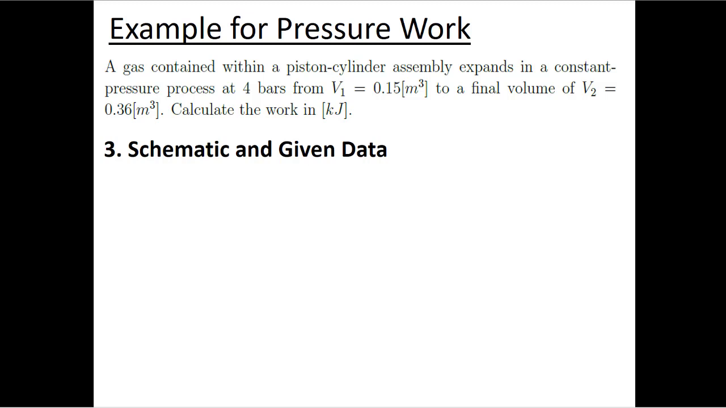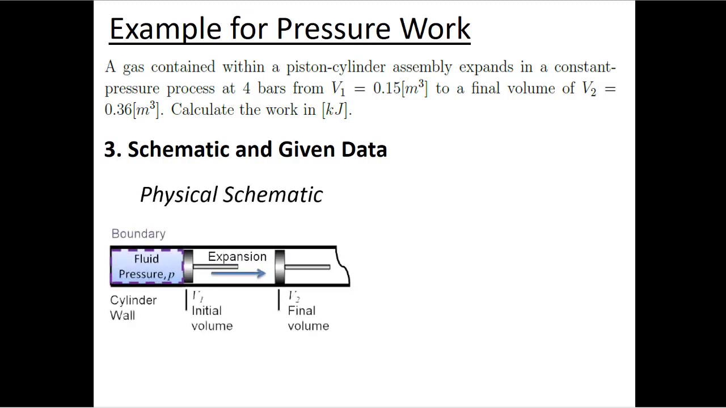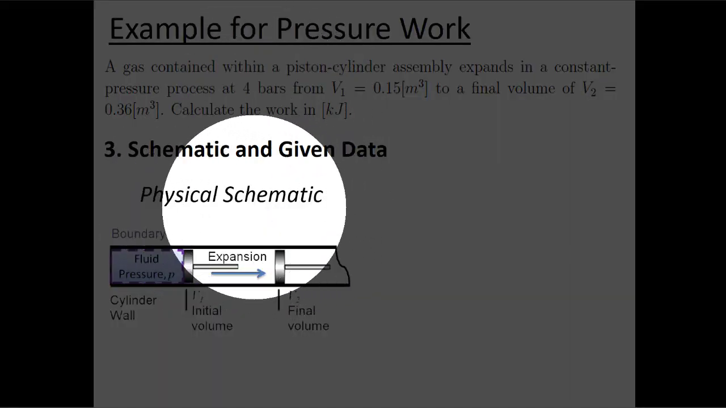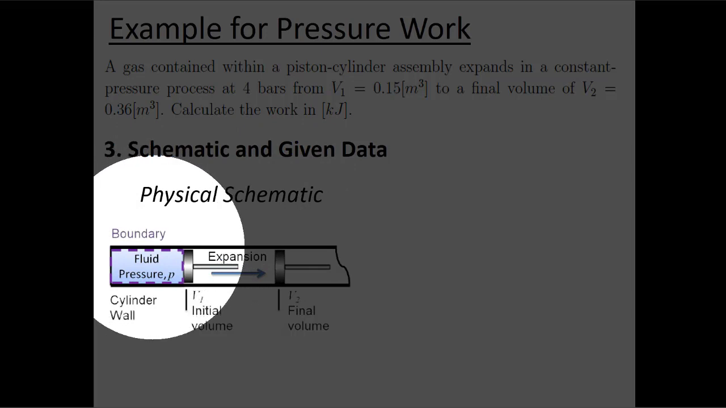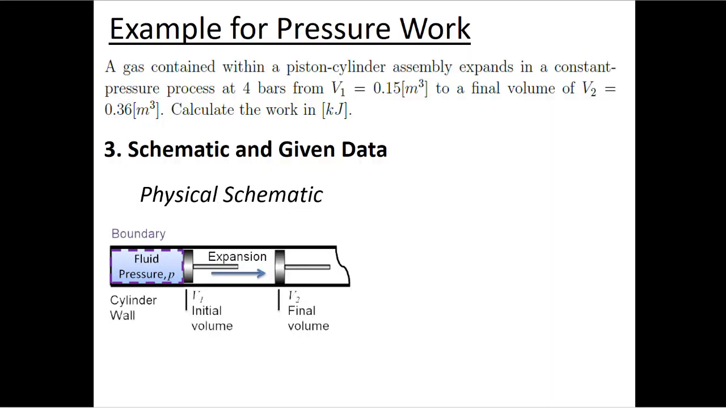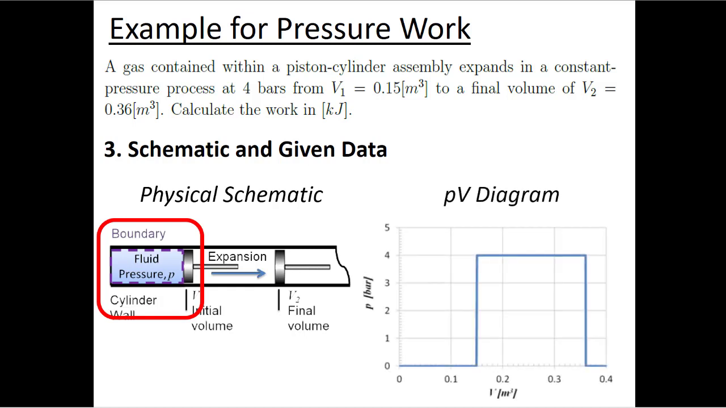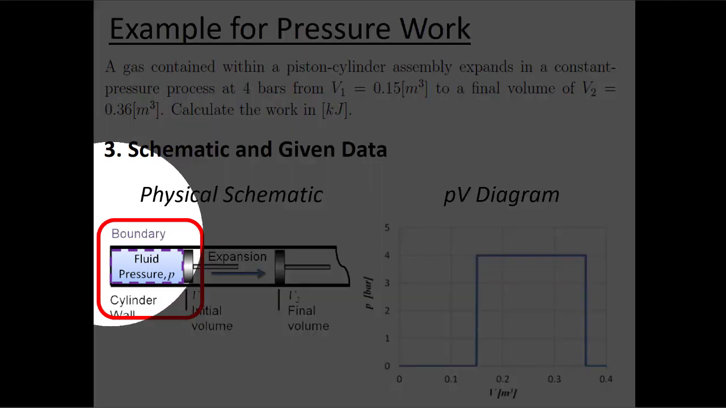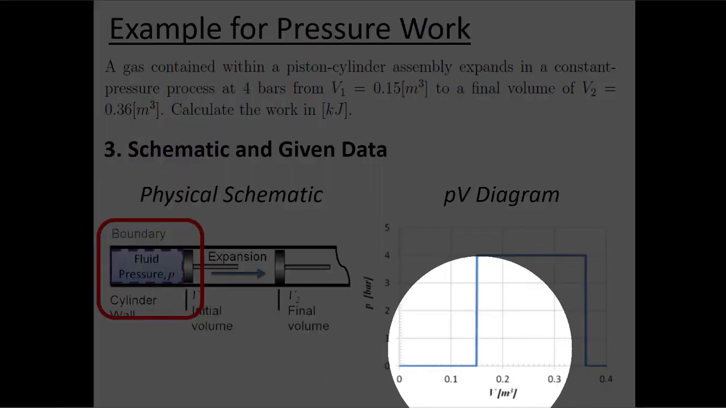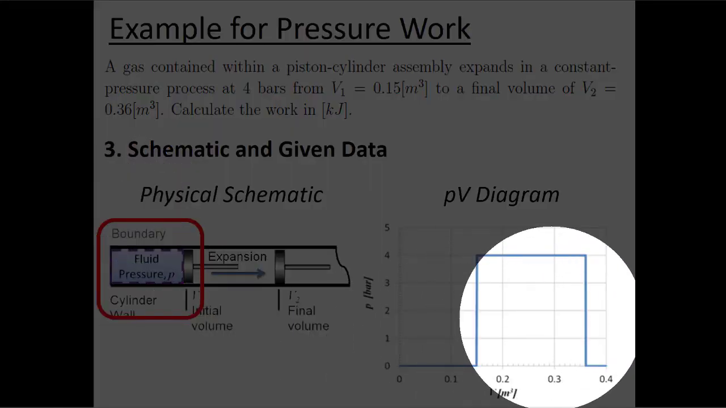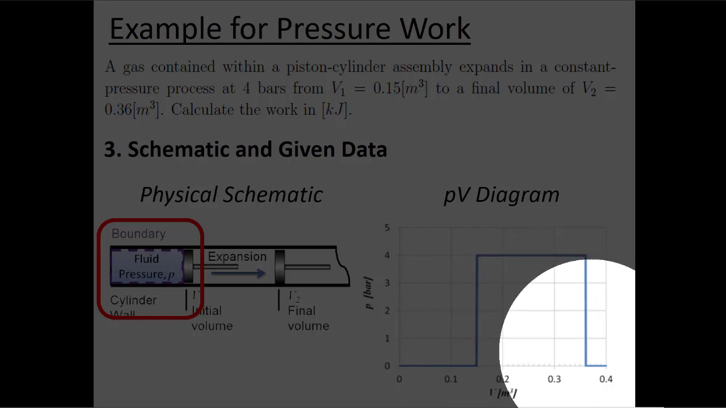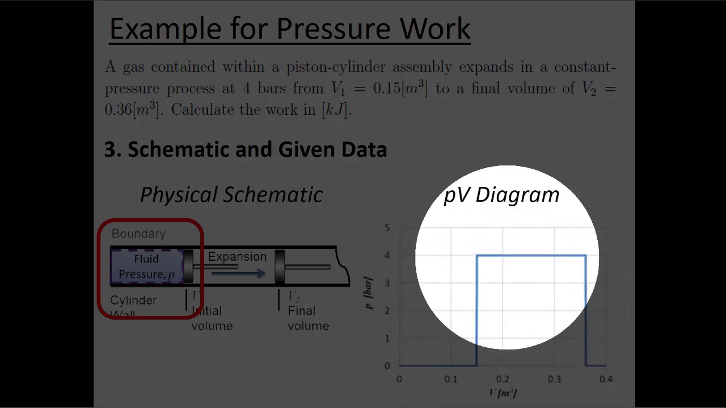So I want to try to draw a schematic. My schematic might look like this, right? This is just the same schematic we did before. We're going from V1 to V2, and I have a system here where somehow this pressure is being kept constant. If I was drawing this out, I would say as I move from my initial volume, which is 0.15, to my final volume, which is 0.36, then I have constant pressure.